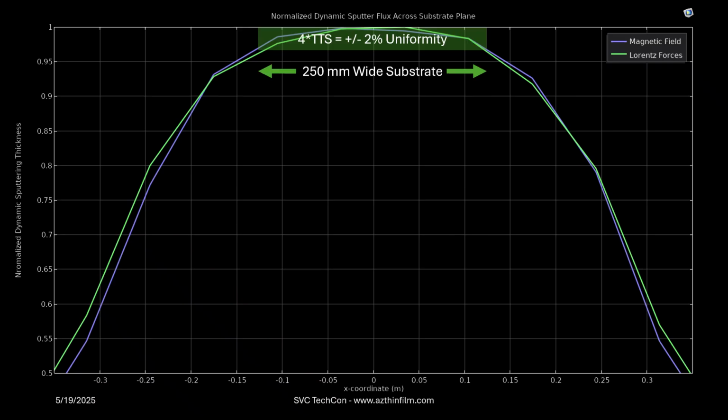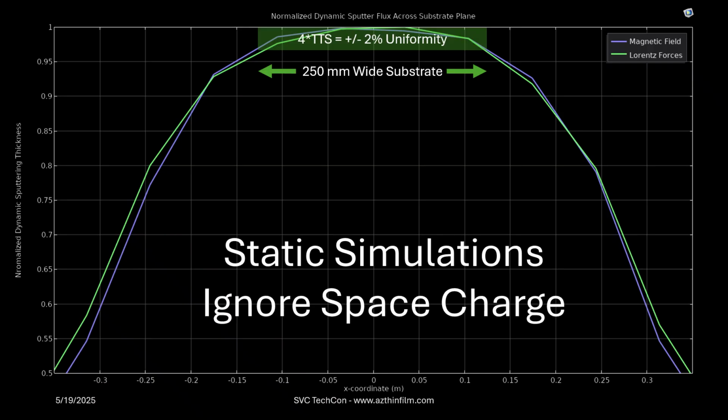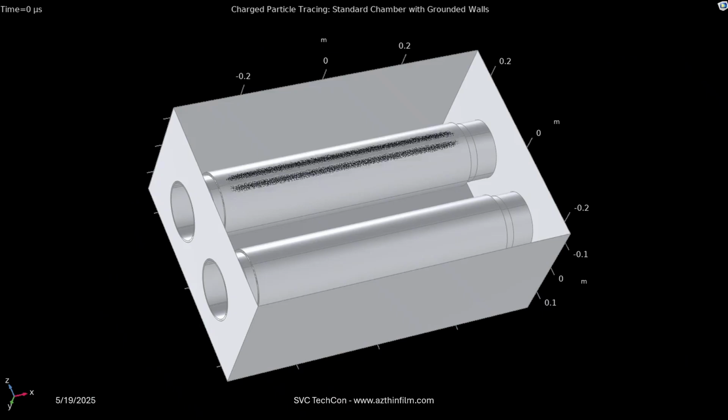And in that 250 millimeter wide substrate, we don't see any real large variation with either of these static simulations. And that's because those static simulations ignore the space charge. And so if we actually put electrons into our static magnetic field with our static electric field in there from the cathode to the anode, and then allow them to move around and change the space charge, we'll actually see a completely different uniformity profile.